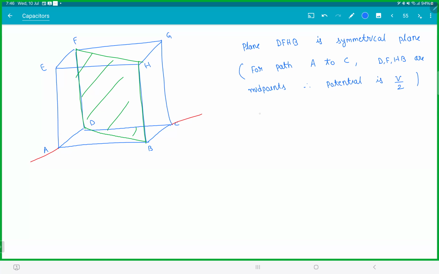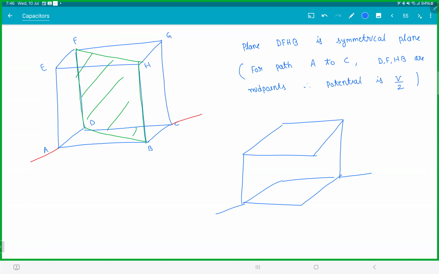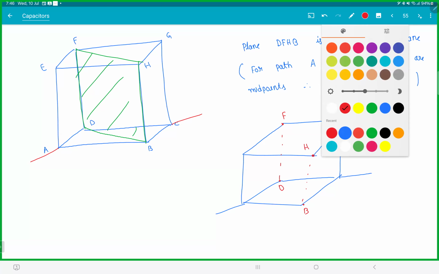So what can we do? We can remove anything between them, isn't it? If all have the same potential, we can simply remove any capacitors between them. The circuit will become like this. You can remove this one and this one because they are at the same potential. If F and D have the same potential, you can remove that. H and B have the same potential, you can remove that. Is this making sense, everyone?